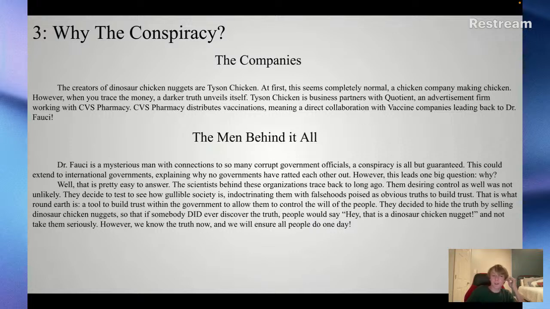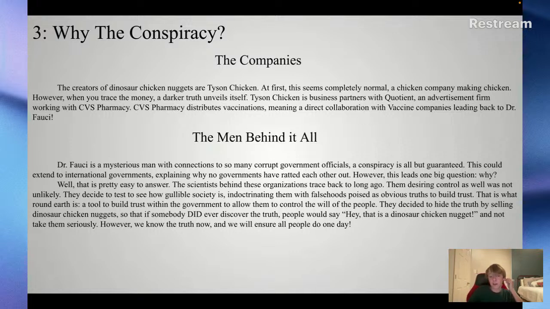Tyson Chicken is business partners with Quotient, an advertisement firm working with CVS Pharmacy. CVS Pharmacy distributes vaccinations, meaning a direct collaboration with vaccine companies leading back to Dr. Fauci, the man behind it all. Dr. Fauci is a mysterious man with connections to so many corrupt government officials. A conspiracy is all but guaranteed. This could extend to international governments, explaining why no governments have ratted each other out. However, this leads to one big question. Why? Well, that's pretty easy to answer.